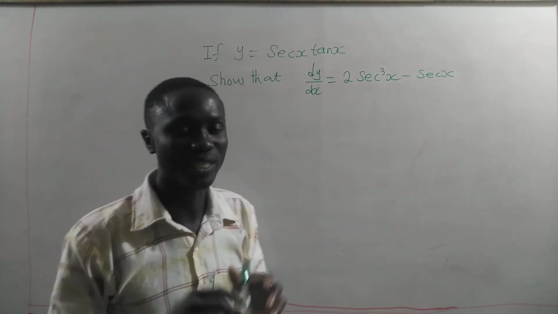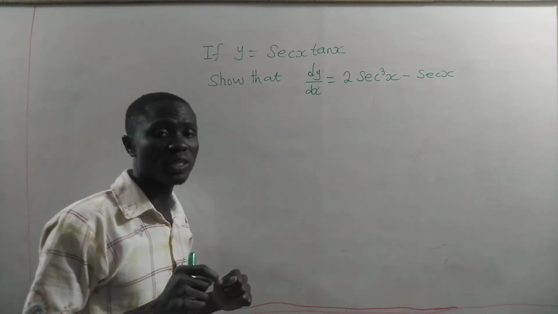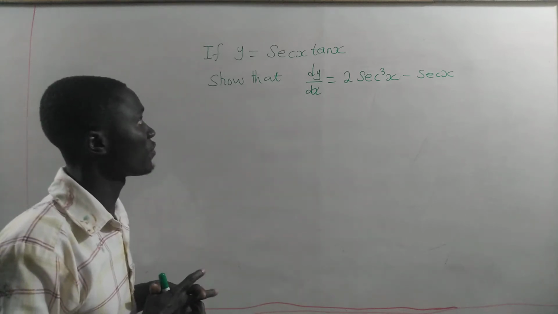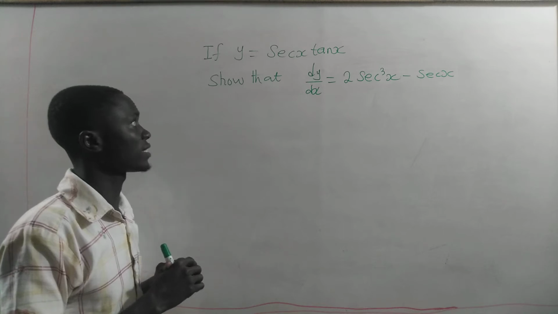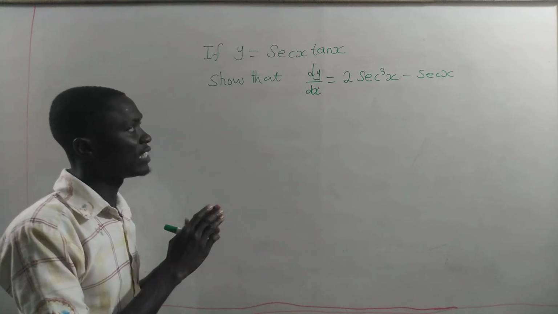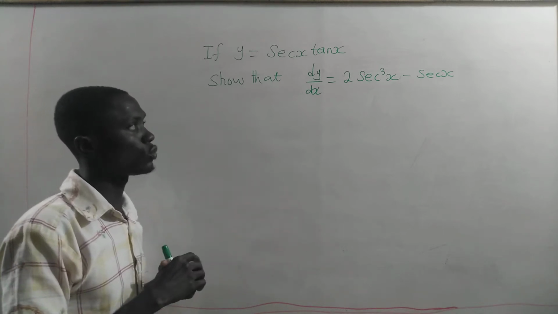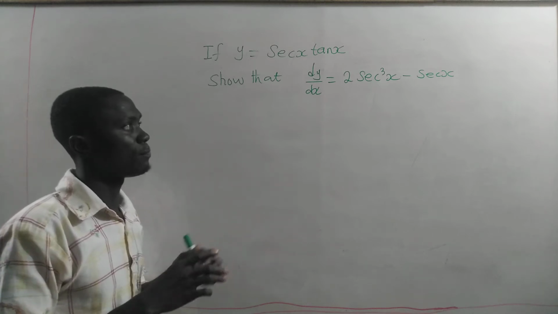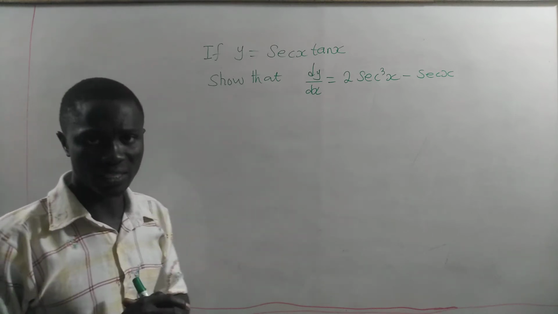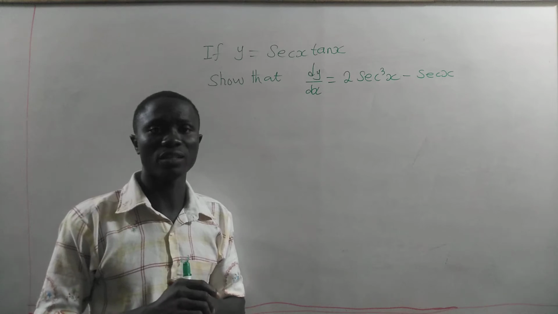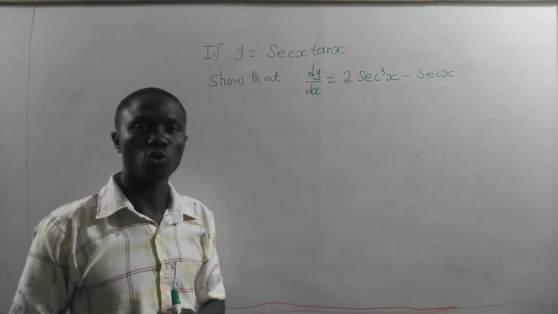In this lesson, you'll be looking at if y equals secant of x times tangent of x, so that the derivative of y with respect to x is equal to 2 times secant cube x minus secant of x. Thanks to Into Michael for sending me this question.